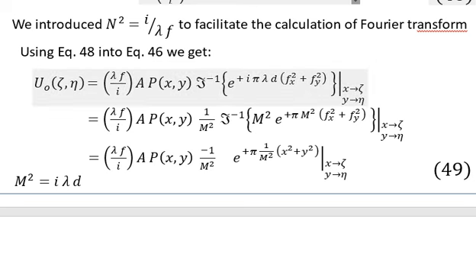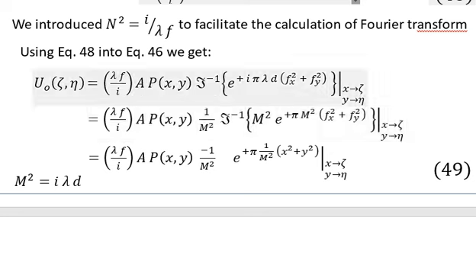step, you can see that we have a Fourier inverse operator operating on the curly bracket, which contains e to the power plus iota pi lambda d, and within the bracket we have fx square plus fy square. So we need to calculate the inverse Fourier transform of that. For this we are again going to introduce some parameter. Here the parameter is m square, and you know that m square, as listed below, is equal to iota pi lambda d.